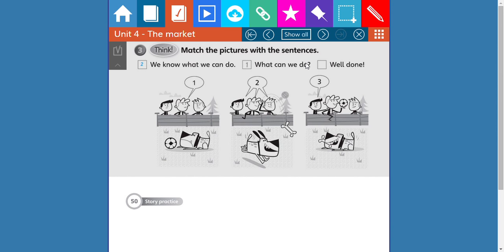Now picture 3. What does the boy say here? Now look at the boy. The boy says, well done. Well done.